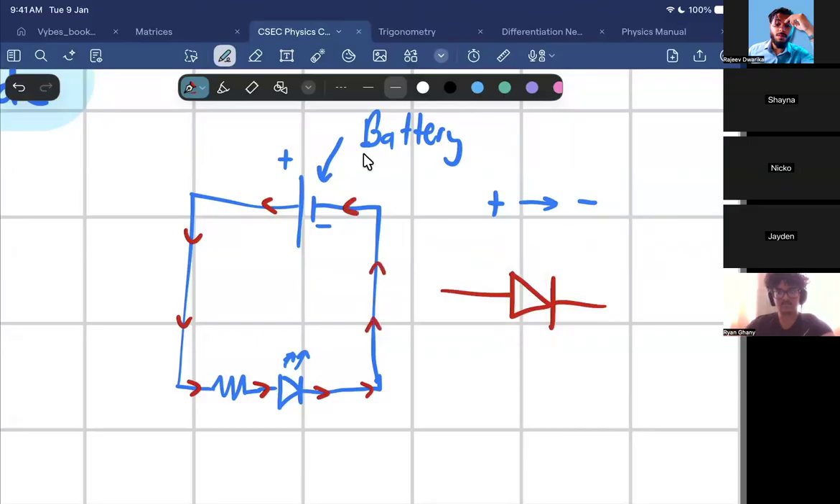And once the current reaches back to the battery, you have a complete circuit.